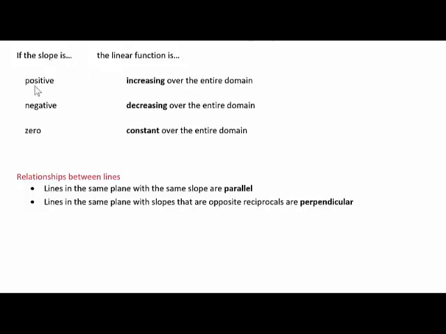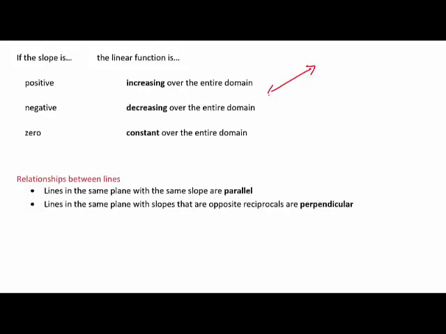So if the slope is positive, the linear function is increasing over the entire domain, and it's going to look something like this. If the slope is negative, the function is decreasing over the entire domain. Okay, or it's slanted down from left to right. And if the slope is 0, the linear function is constant over the entire domain, and that is just a horizontal line.